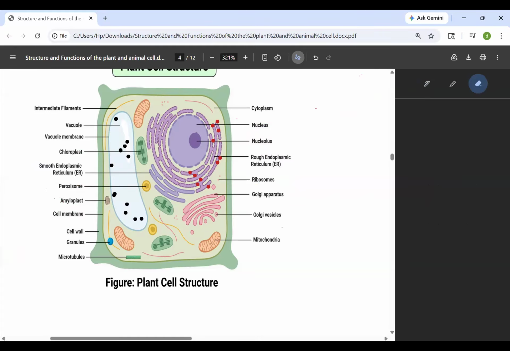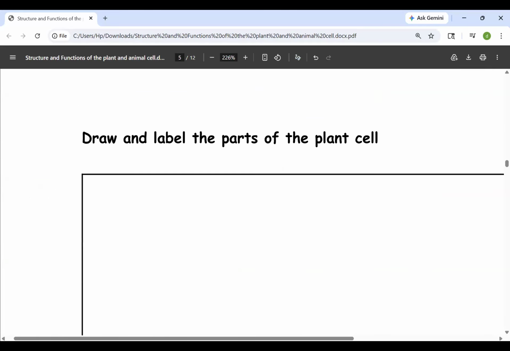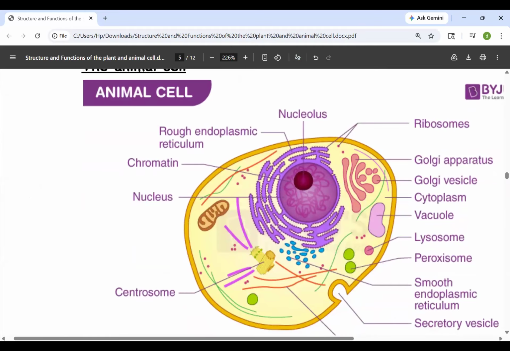Now you have to draw and label the parts of that picture. Then I have given the animal cell. Before that, we'll watch a video regarding the plant cell.